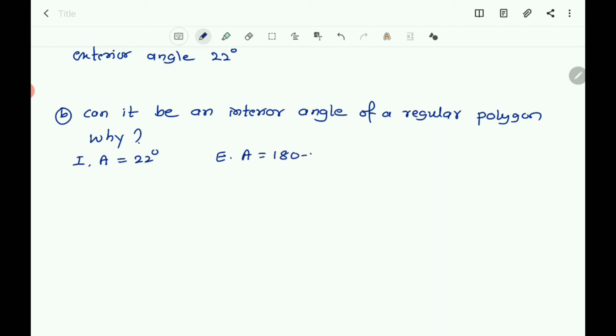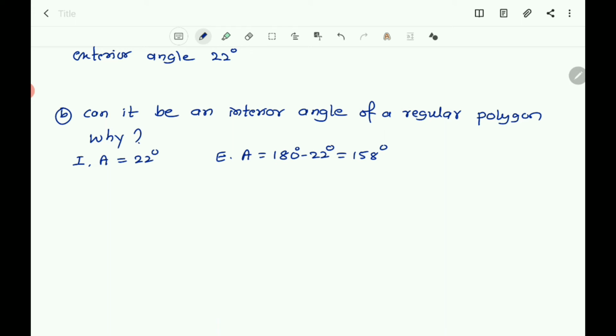180 minus 22 degree, that is 158 degree. Here, if 22 degree is the interior angle, then 158 degree becomes the exterior angle. Now again you find the number of sides and verify whether you are getting a positive integer or not.